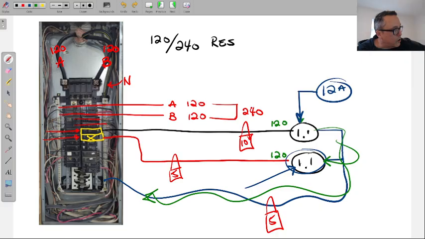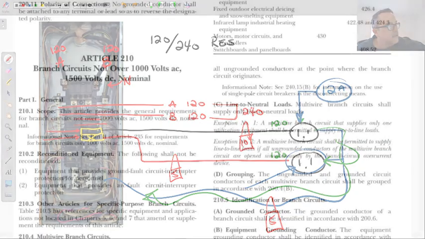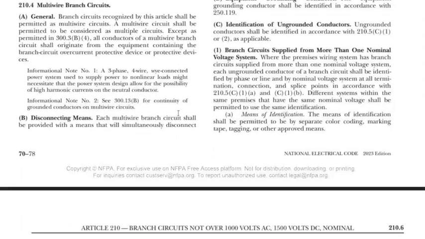So here comes the code book. By the way, when I was a young electrician, this was the way we did it. But here comes the code book now. I don't remember exactly when they changed this, but I know it changed, or maybe I'm misremembering this, as we sometimes tend to do with memories. But it says now simultaneous.